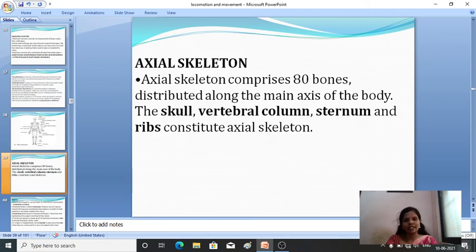So first comes the axial skeleton. What are the types of bones which are present in the axial skeleton? We'll see. The axial skeleton comprises 80 bones, and they are distributed along the main axis of the body.